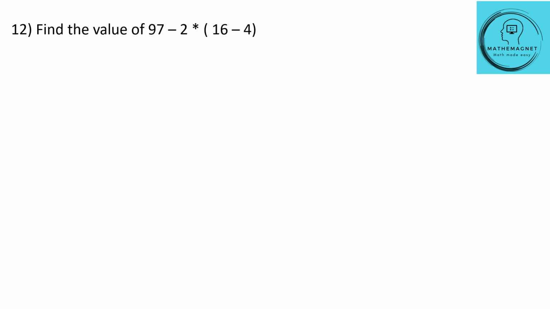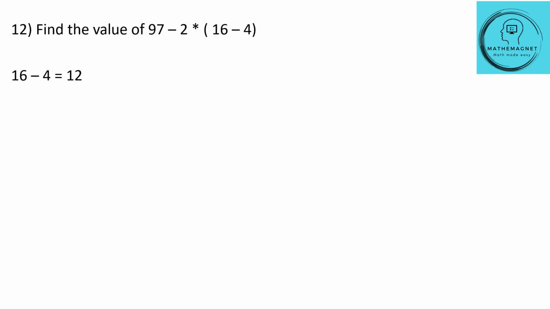Question 12. Find the value of 97 minus 2 into the bracket 16 minus 4. As per the BODMAS rule, we will first solve the operations within the bracket. So the first step is to find 16 minus 4, which is 12. The next operation that we need to give priority to is division, but we do not have a division here. So the next operation is multiplication. Now here it is 2 into 12. That is, 16 minus 4 we know is 12.